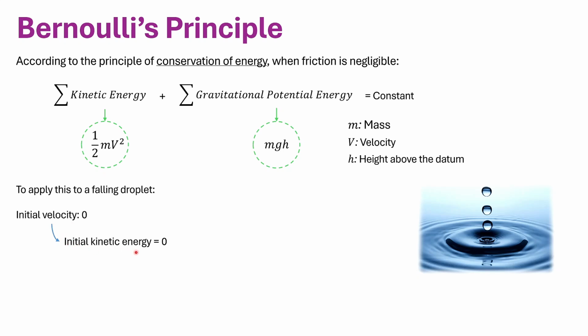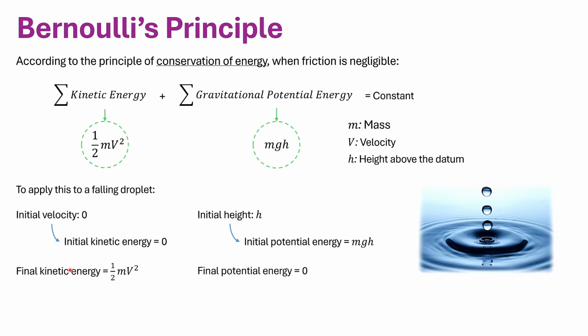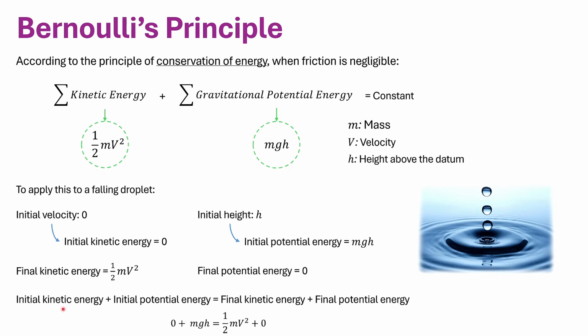Therefore, the initial kinetic energy of the droplet is 0. Initial height of the droplet is h. Therefore, the initial potential energy of the droplet is mgh. The final kinetic energy when the droplet touches the ground is 1/2 times mv squared, and the final potential energy is 0. So we can write initial kinetic energy plus initial potential energy equals final kinetic energy plus final potential energy, or 0 plus mgh equals 1/2 mv squared plus 0.